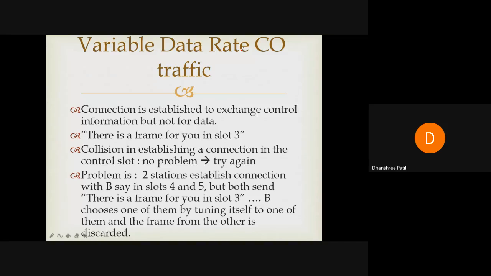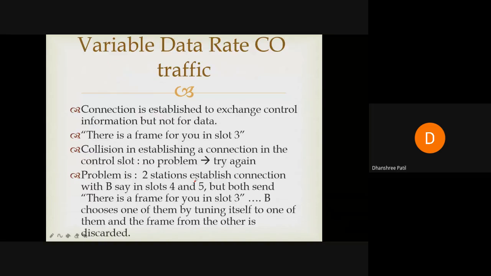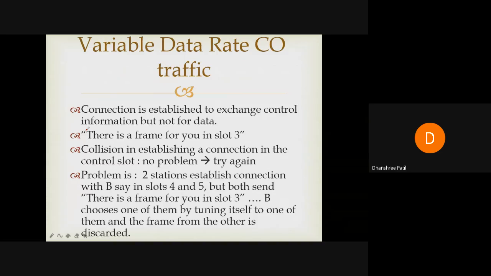First one is the variable data rate connection oriented traffic. That is the second one, I thought. Yes, variable data rate connection oriented traffic. So how does it work? Whatever example I told, A wants to communicate with B, and how B is sending the frames, that comes under this type of communication. Among these two stations, a connection is established to exchange the control information but not for data.